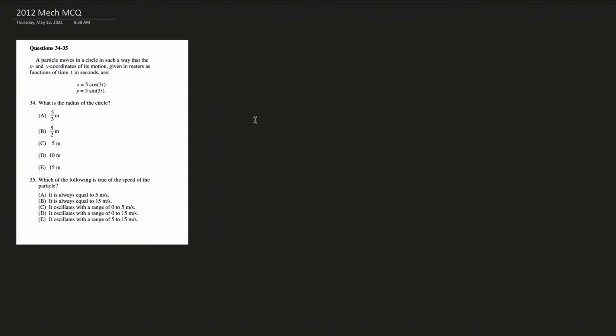All right, 34 and 35, last two problems. A particle moves in a circle in such a way that the x and y coordinates of its motion, given in meters as functions of time t in seconds, are x equals 5 cosine 3t, y equals 5 sine 3t. If you know parametrics or you're in Calc BC, you should be able to realize that this is a circle. If you were to graph it, it looks like this, right? With the radius of 5.